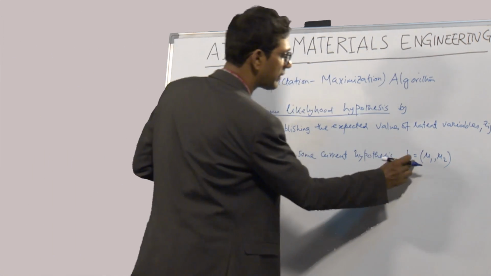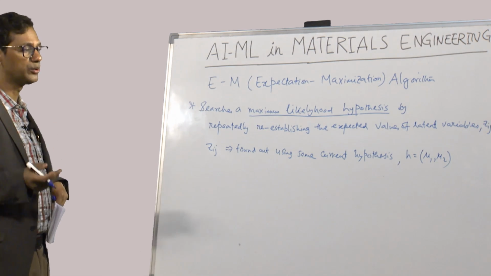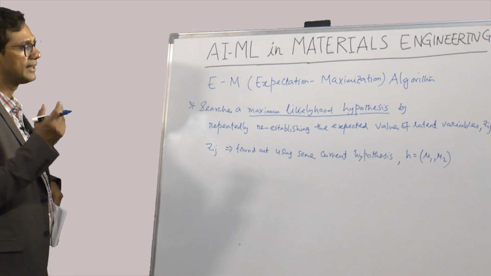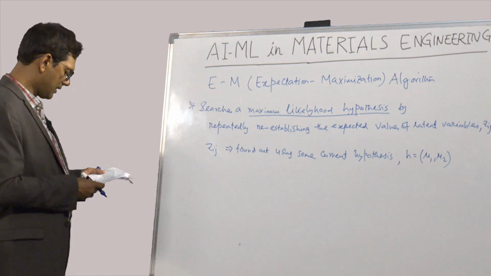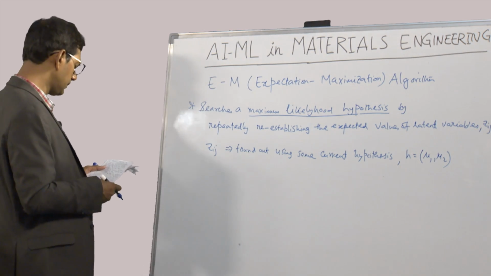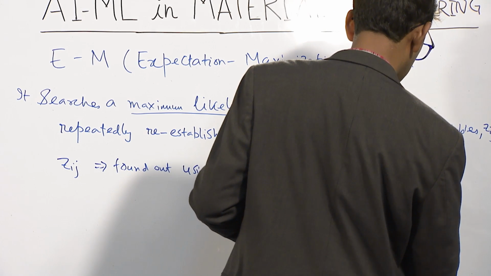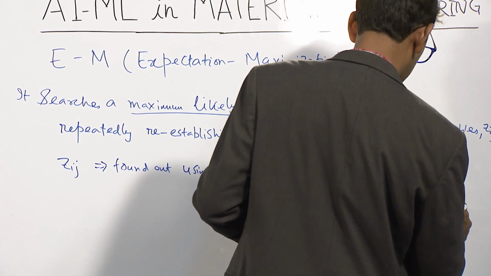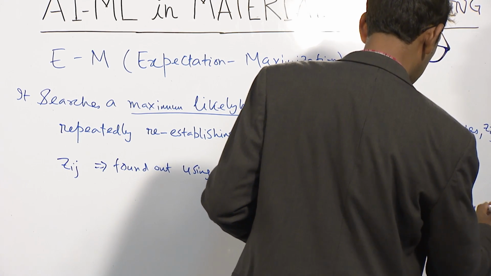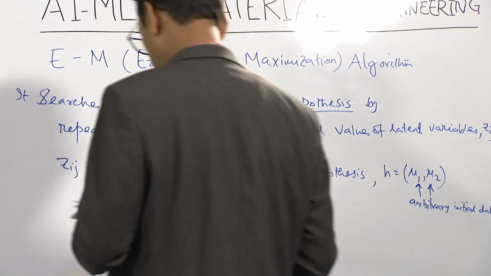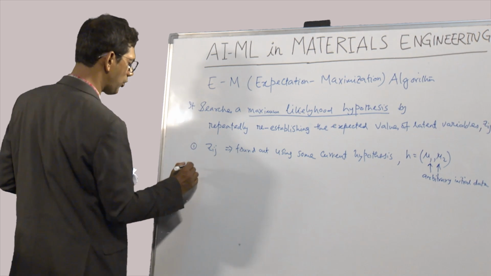That means H is a function of mu1 and mu2, and what kind of function it is, it is up to you to decide. It can be an algebraic function, a trigonometric function, or even a distribution function; that is your choice. And mu1, mu2 are arbitrary initial data. So, this is what step 1 is.